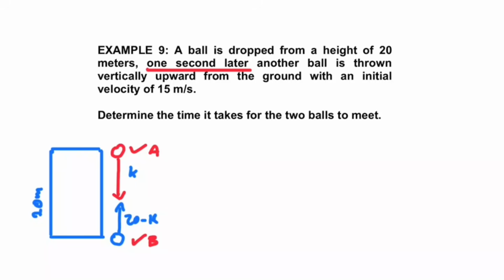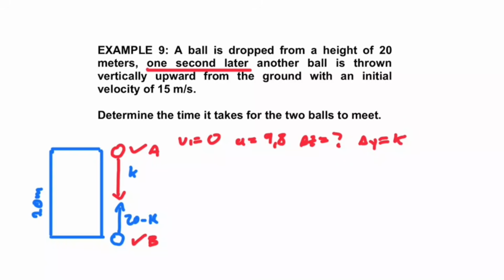For ball A, we have the initial velocity. It is dropped, so vi is equal to 0. We have the acceleration, obviously, 9.8. What else do we have? Do we have the time? No, we don't have the time. But we have the displacement. We can take the displacement of ball A as a variable k. If we take up as positive, we must substitute k with a negative sign. So the displacement is equal to k.